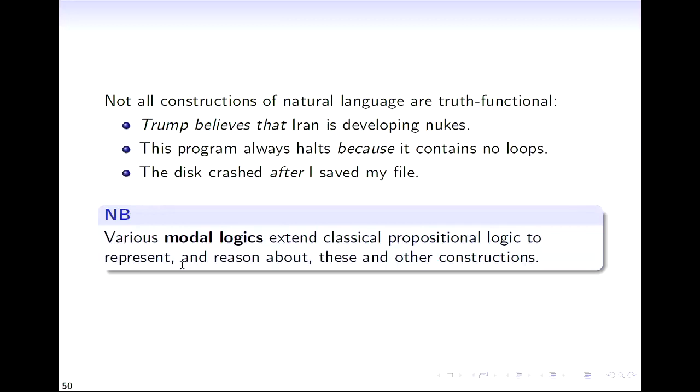However, there are lots of ways of combining sentences that don't have this simple logical or truth functional interpretation. If you say something like "Trump believes that Iran is developing nukes," then we have this basic statement and we extend it by something about belief. And we don't have a basic operator for this. Same with saying not only that something is true together with another statement, but that one is the reason for the other: "This program always halts because it contains no loops." There is no truth functional operator.